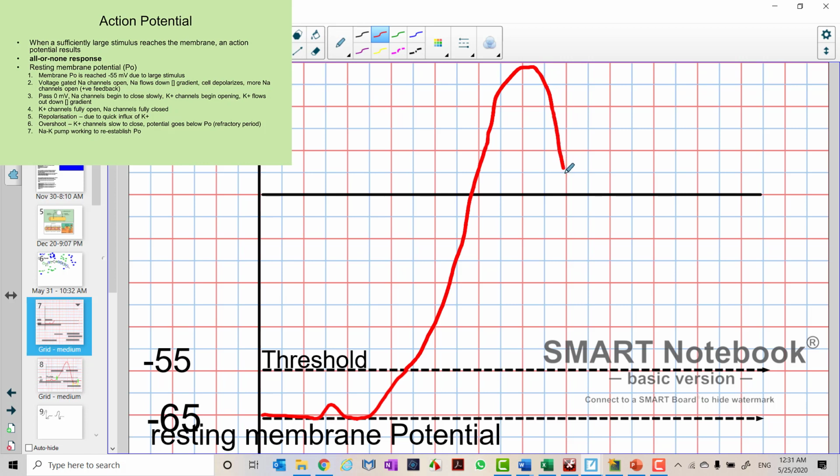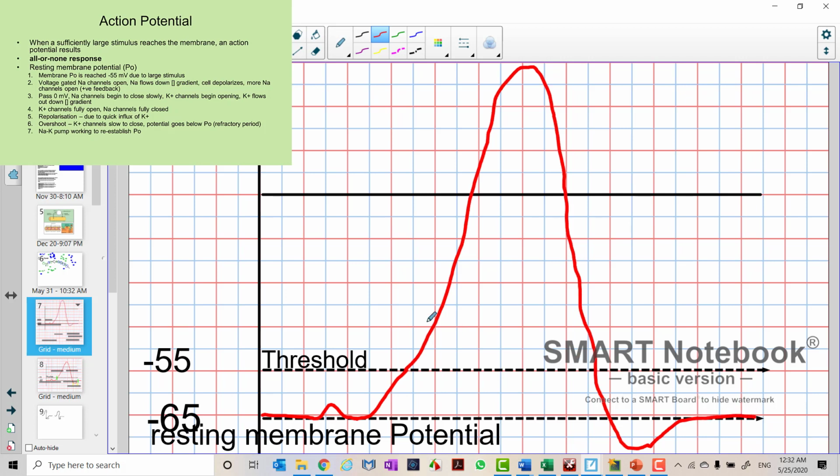and the cell's going to become less positive, it's going to hit 0, it's going to become more negative, more negative, more negative. It's going to start closing the potassium channels, but they're super slow to close, so the whole membrane potential drops below the resting membrane potential. Now the potassium channels are all closed, and the sodium-potassium pump will reestablish slowly but surely the resting membrane potential.